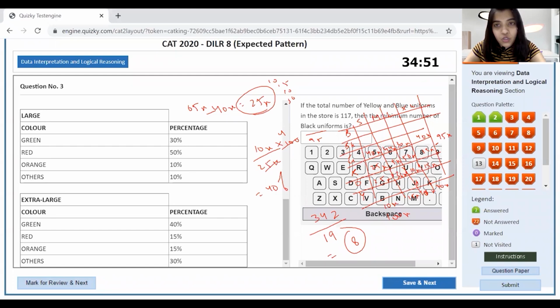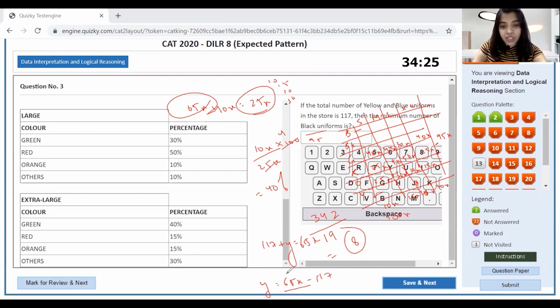Right. If the total number of yellow and blue uniforms in the store is 117, then the minimum number of black uniforms. So 117 plus, let's assume the number of black uniforms is y, is equal to 65x. So we have some sort of special equation here. y is 65x minus 117. Minimum would be when this value is minimum and such that y is positive. So x would be 2, 130 minus 117, 13. Our answer is 13.